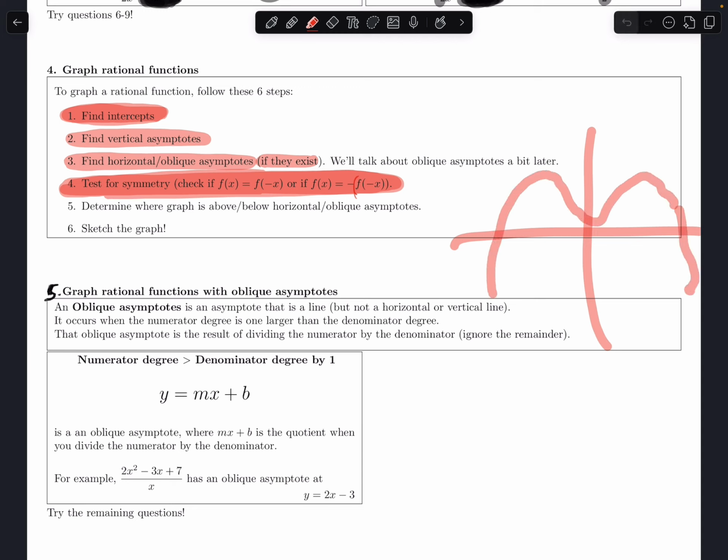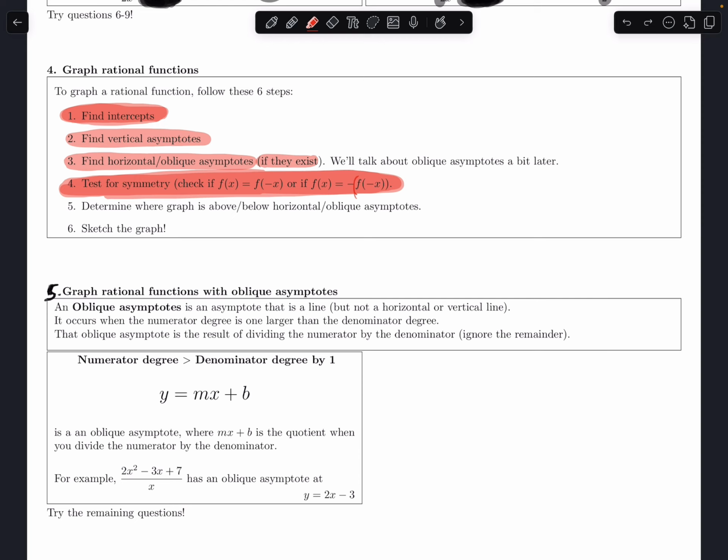The other type of symmetry is the odd symmetry, which is basically symmetry across the origin, where you rotate 180 degrees, right? But like I said, I think that is less important because you can kind of get the rough shape even without knowing for sure if there's symmetry or not.